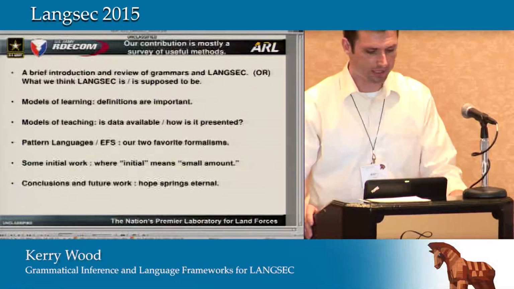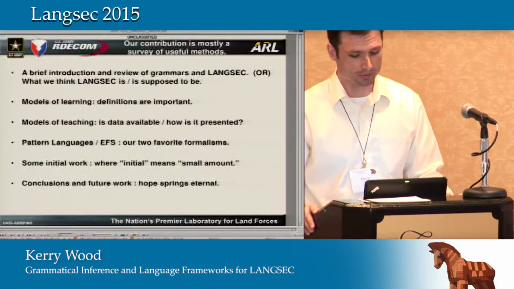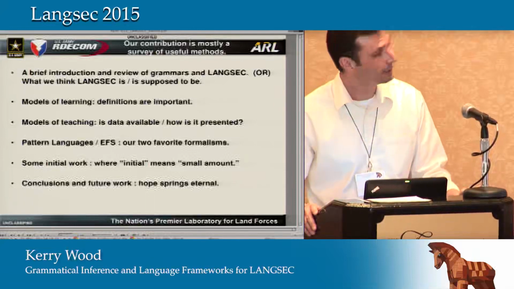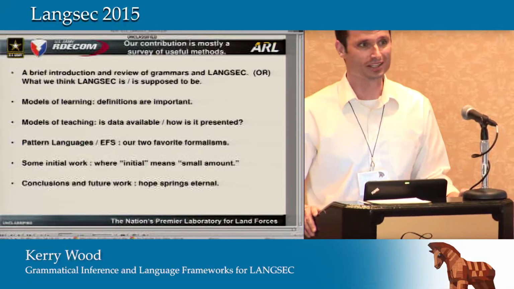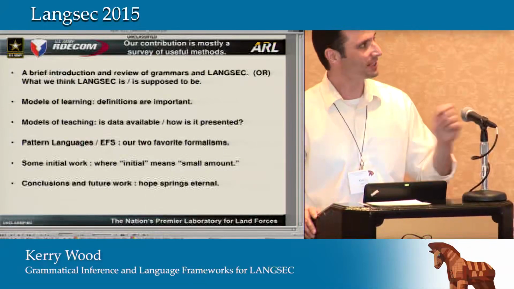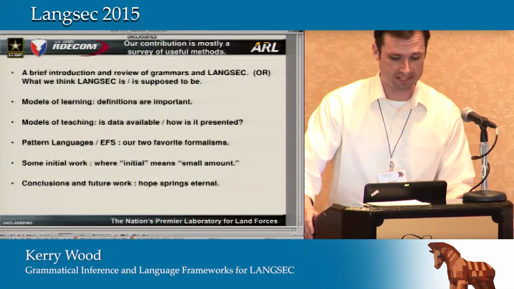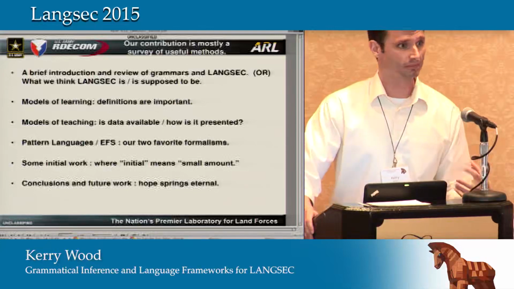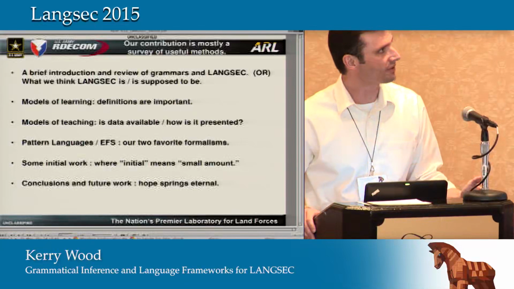Just a quick overview. We're going to do a brief introduction of grammars and LangSec. We'll skip through that pretty quickly. Mostly that's to kind of scope what we think LangSec is, especially from our perspective. Models of learning: definitions are extraordinarily important when you start looking at these references because a slight change in one to another can be a completely different computational complexity class. Models of teaching: how is data presented? Is it available? That's also important, not only in reading these results, but in applying them to real world data and systems.